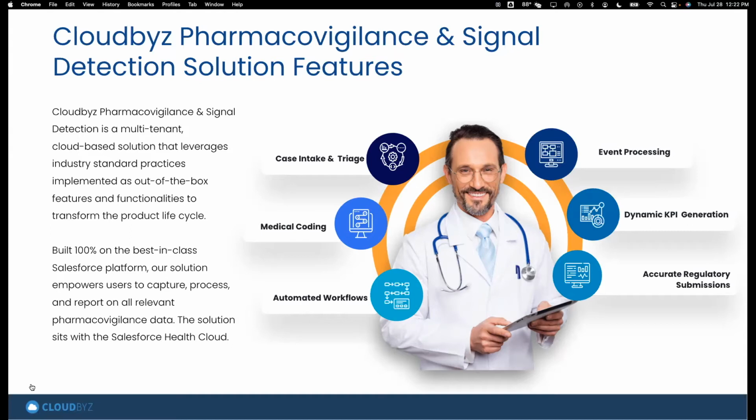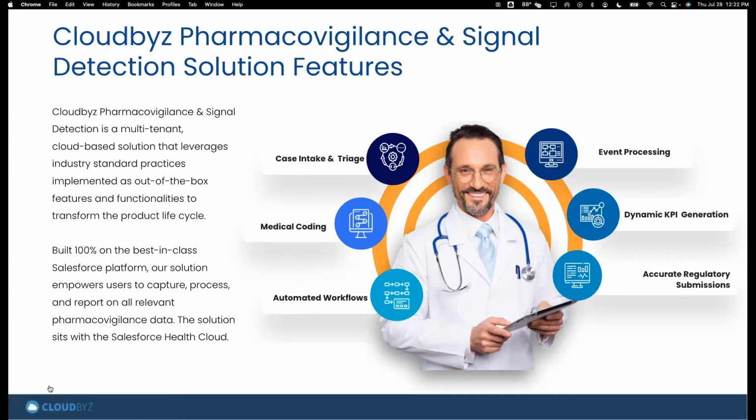And so our system, the Cloudbyz Pharmacovigilance and Signal Detection solution, is built on top of the Salesforce platform. It can sit with the Salesforce Health Cloud. It can sit without the Salesforce Health Cloud as well. But that's one of the ways that we're looking at to deliver the next generation results that are really being asked of us in this space.